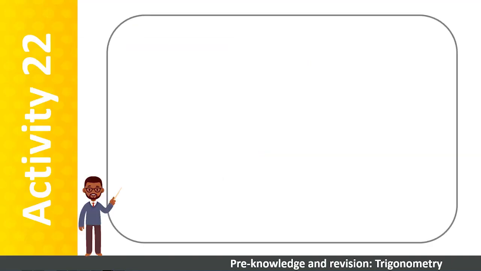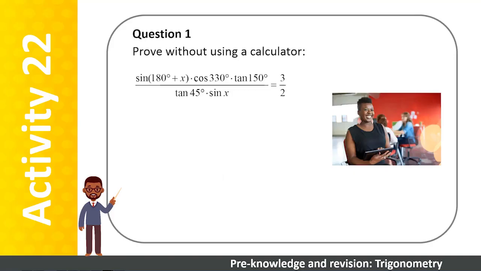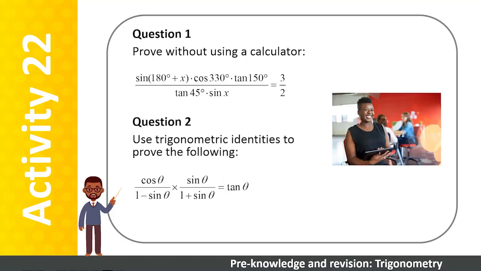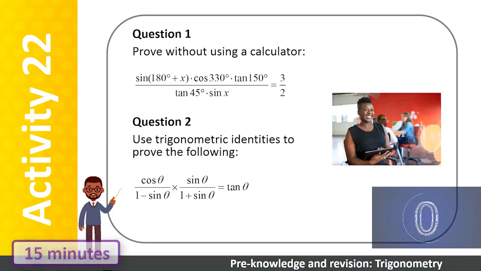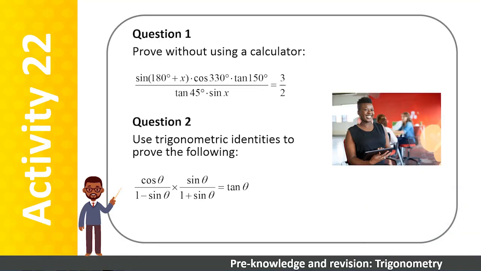Let's do an activity. Question 1 demonstrates the importance of understanding and using the reduction formulae. In question 2, you need to prove a trig identity. Please work through this activity on your own or in pairs. Let's watch a lecturer working through question 1.